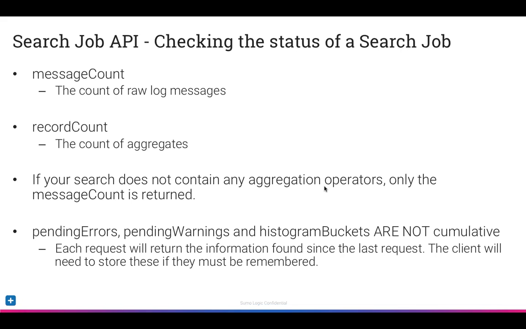This is an important note for interacting with the API. Pending errors, pending warnings, and the histogram buckets, all 3 of these things, they're not cumulative. Each request will return that information found since the previous request. So the client is going to have to store and remember those if they're going to be used. You're not going to get the full set back every time.